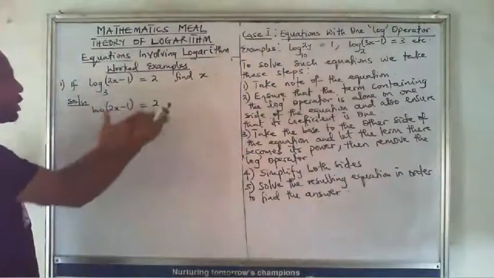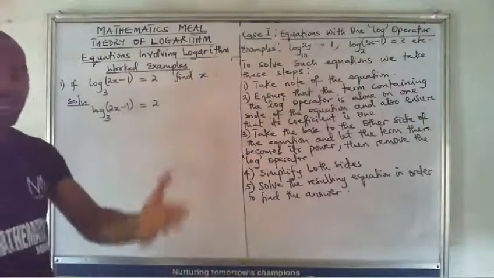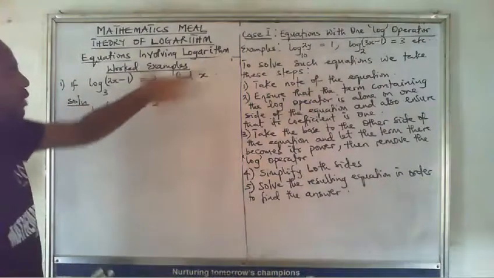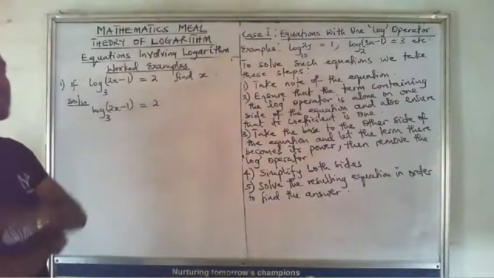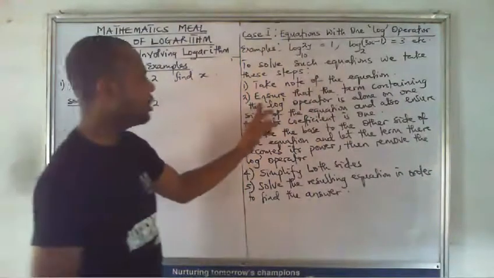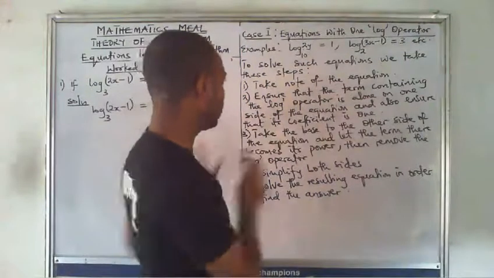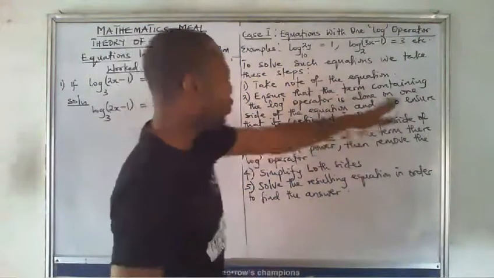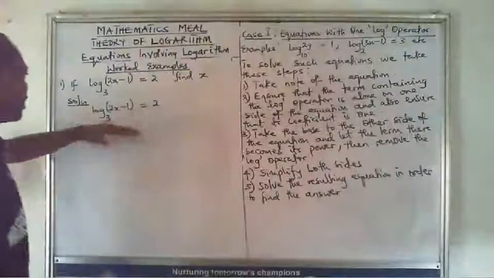We know the base, we know the number, we know the other side. So we have looked at it, and we have also ascertained that it's the case we are interested in, the case where we have one log operator. Okay, they say ensure that the term containing the log operator is alone on one side of the equation, and also ensure that its coefficient is what? 1. If we look at this is the term.